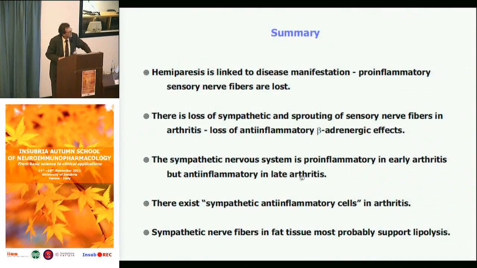But we think that in the late phase, there exist sympathetic anti-inflammatory cells, and when we kill them with the same techniques that are used at the beginning of the disease, then we kill these anti-inflammatory cells and we have a higher expression of the disease. And sympathetic nerve fibers in fat tissue most probably support lipolysis, breaking down fat tissue, and support the local inflammatory process in the joint, but also around the lymph nodes. That's it with respect to sympathetic nerve fibers. Any questions?